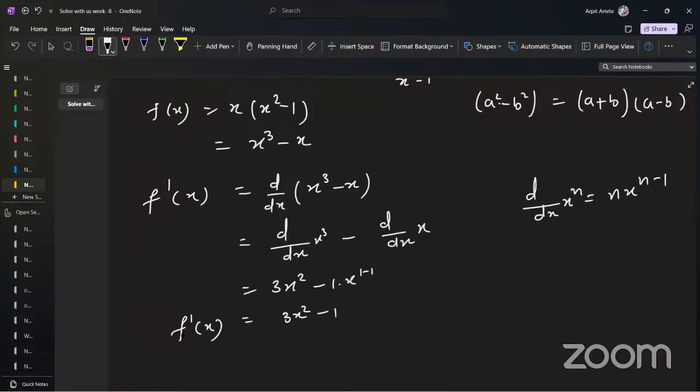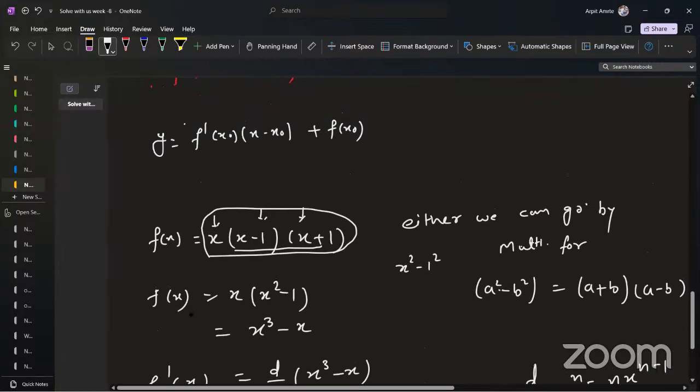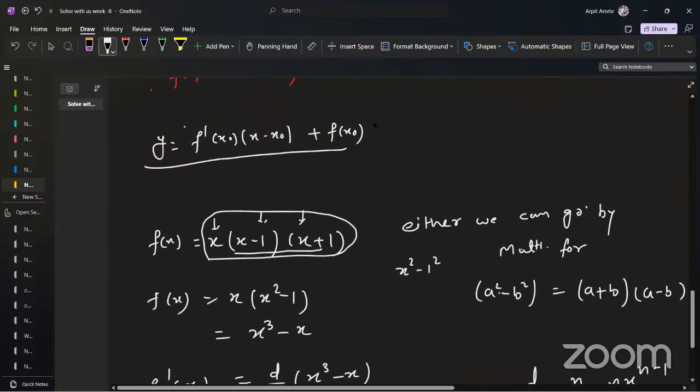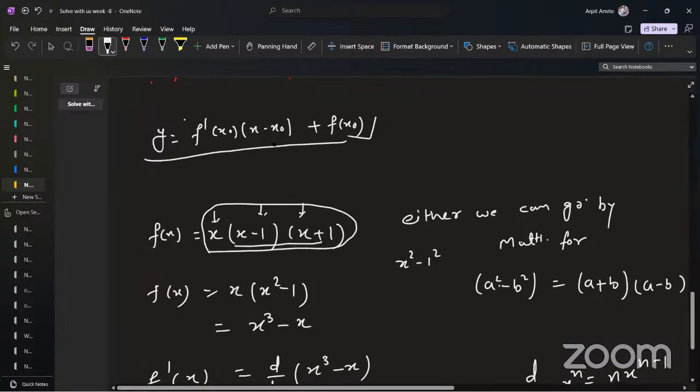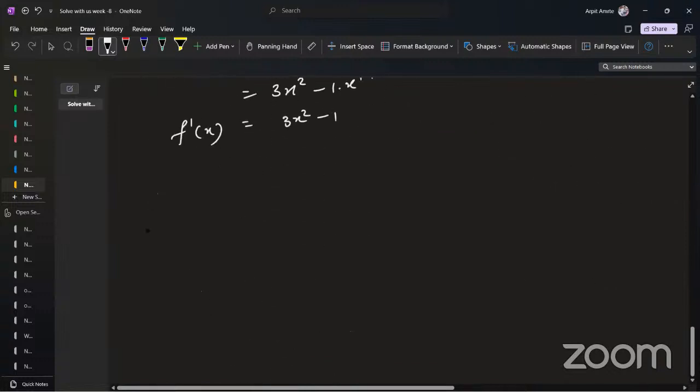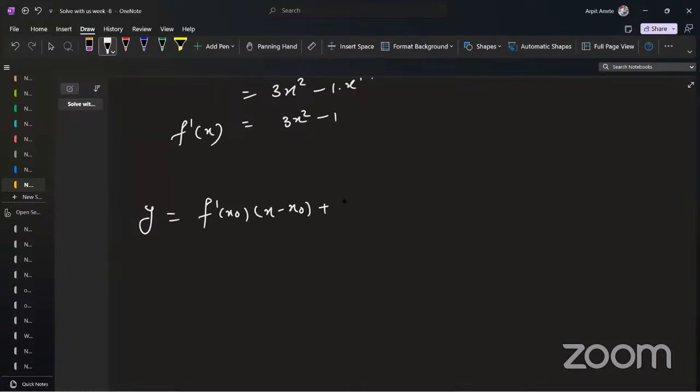Now, what you want is the tangent line. How will I get the tangent line? The formula of the tangent line is f prime of x naught into x minus x naught plus f of x naught. And what is your x naught? It is 0 here, because you are checking at 0. So the x coordinate will become your A.